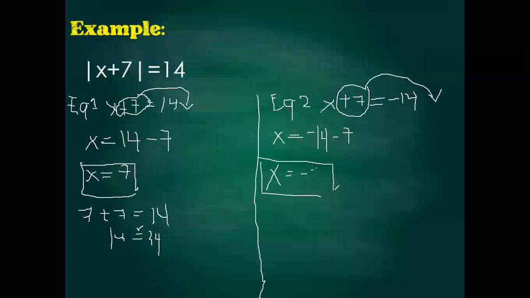If you want to check it, substitute the value of x to your equation. Negative 21 plus 7 equals negative 14. Unlike signs, you need to subtract, then copy the sign of the bigger number, that is negative 21. So negative 21 plus 7, the answer is negative 14. Negative 14 equals negative 14. So correct.